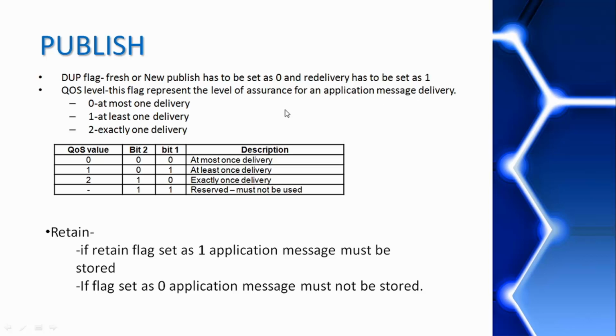QoS level: this flag represents the level of assurance for an application message delivery. 0 represents at most once delivery, 1 represents at least once delivery, 2 represents exactly once delivery. As you see in the table, here 3 is reserved, which is not being used. Retain: if the retain flag is set as 1, that means the application message must be stored. If the flag is set as 0, that means the application message must not be stored.